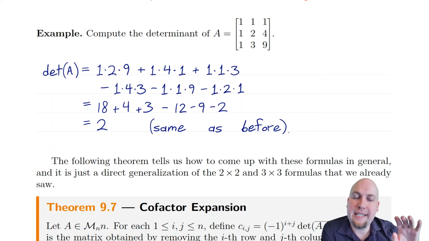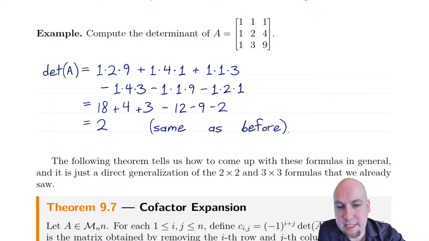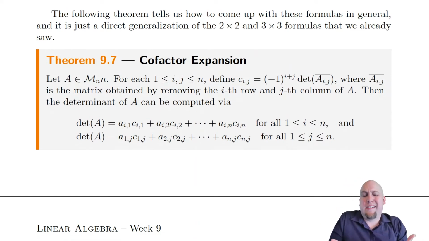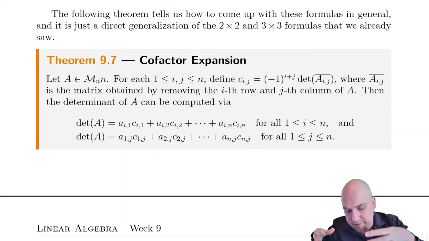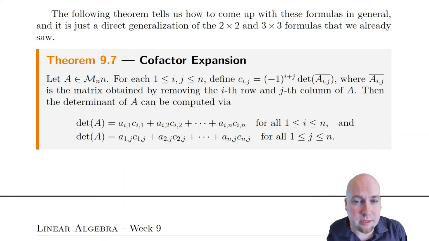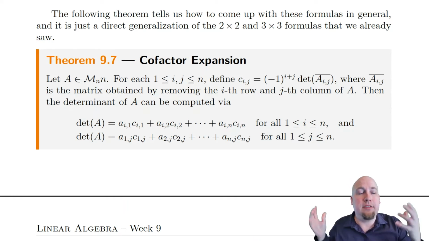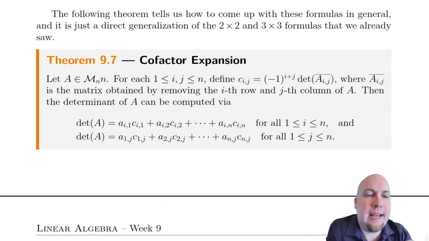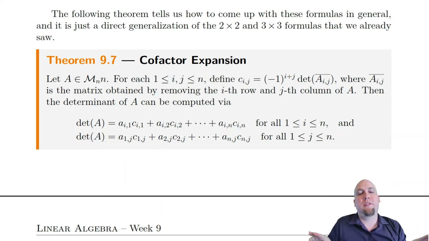All right, so that's the explicit formula for 3x3 matrices. Let's ramp up again. We've done 2x2, we've done 3x3. How does this generalize to arbitrary matrices? Like if I want an explicit formula for the determinants of a 4x4 or a 5x5 or a 17x17 matrix, how do I get it? Okay, well, the answer is this theorem here. So suppose you've got some n by n matrix, then what it says is that you can compute the determinant in sort of a recursive way.